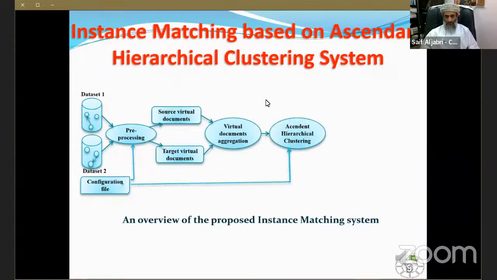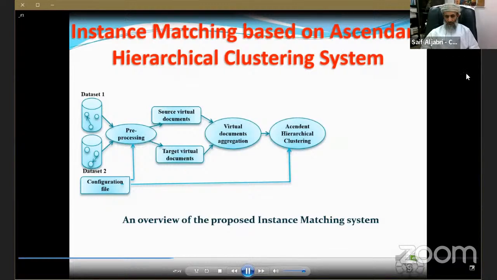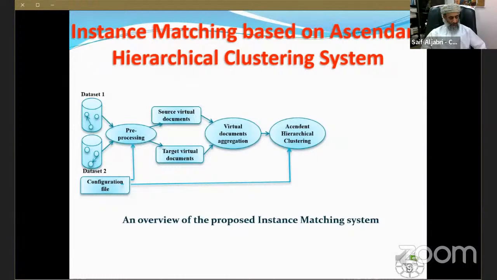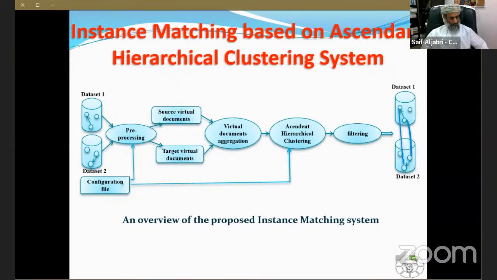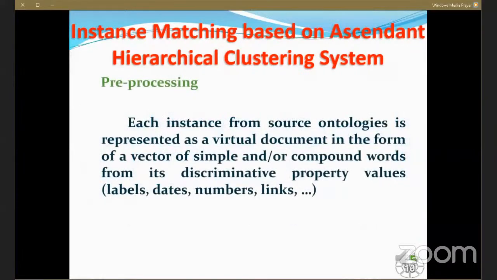The ascendant hierarchical clustering is the core step of our system because it gives the main part of the mappings between input instances. The obtained mappings are filtered to eliminate wrong mappings and give the final results of our system. Now we will describe each step of our approach in detail.